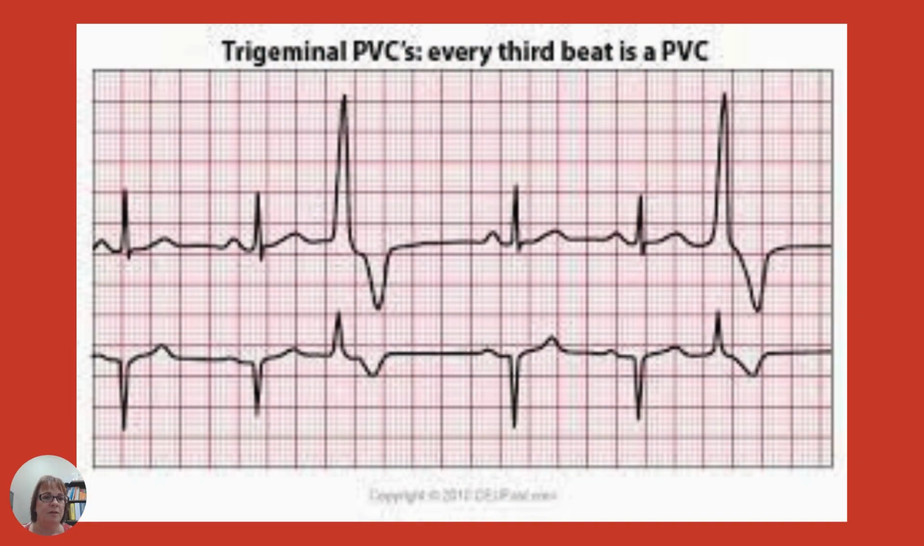And here are some PVCs every third beat. That's why they're called trigeminal. So I have 1, 2, 3. Here's a PVC. 1, 2, 3. And PVCs are usually big, a lot bigger and wider than a normal heartbeat that you're seeing on the EKG. Okay, so a lot bigger and wider. And they can maybe go in opposite directions. Those are PVCs.